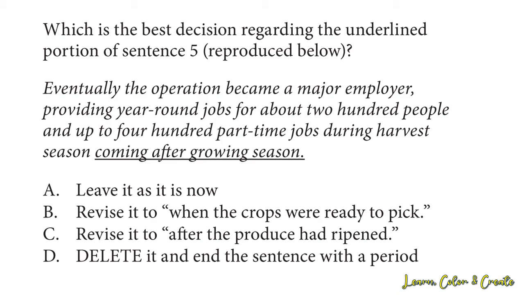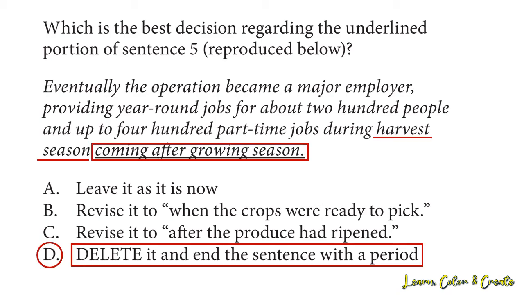So let's look at this sentence. We notice that "coming after growing season" comes right after "harvest season," and "coming after growing season" means the same thing as "harvest season." So that tells us it's a repetition of what's already been said. Therefore, we're going to choose answer D and delete it and put a period after "harvest season."